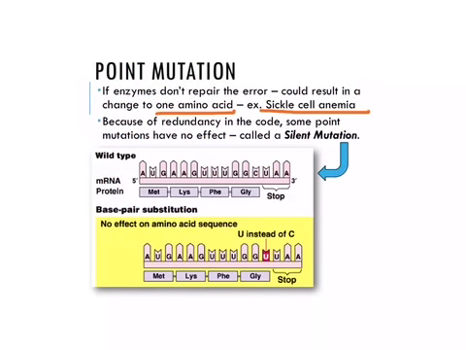Now, something else could happen, and that could be that this single point mutation doesn't really have any effect. This is called a silent mutation. In a silent mutation, because of the redundancy in the genetic code, even though there's been a change in a single base pair in the DNA, you end up getting the same exact amino acid.